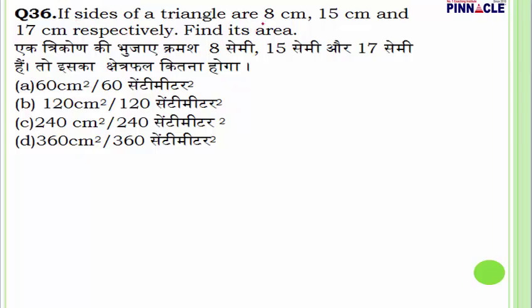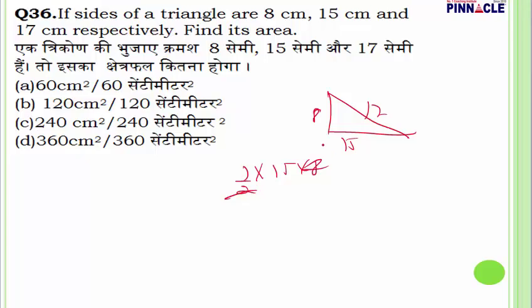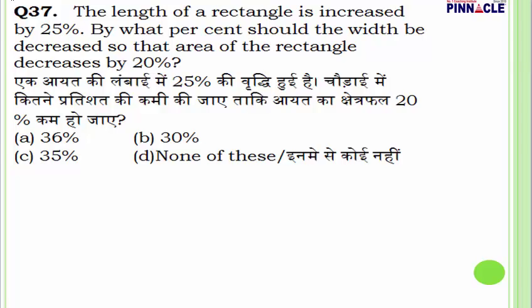Next question, question number 36. If the sides of a triangle are 8, 15 and 17 respectively, find its area. Very easy question. 8, 15 and 17 is a Pythagorean triplet. So 1/2 into 15 into 8 is 60. 60 should be the answer, that is option B.